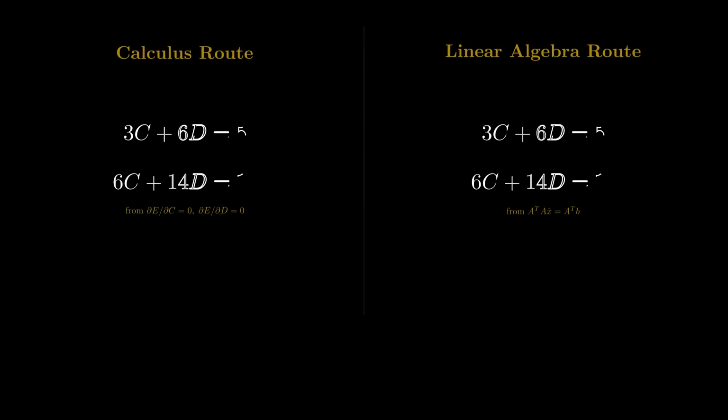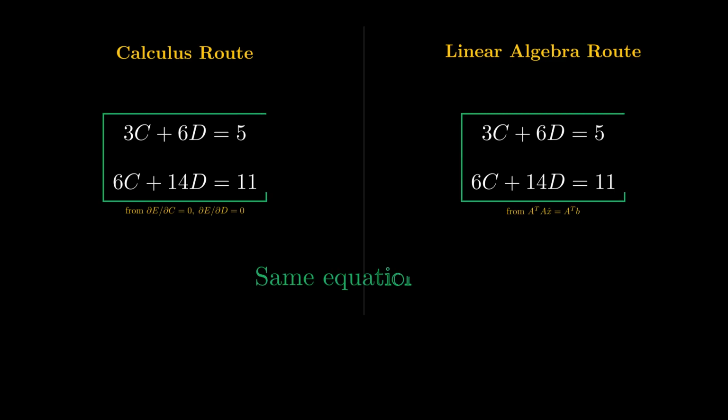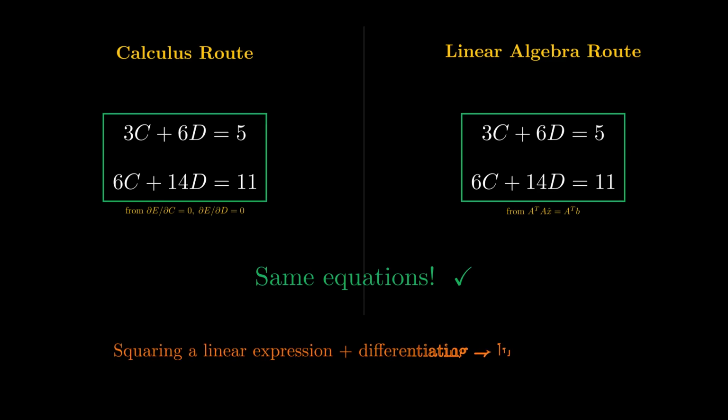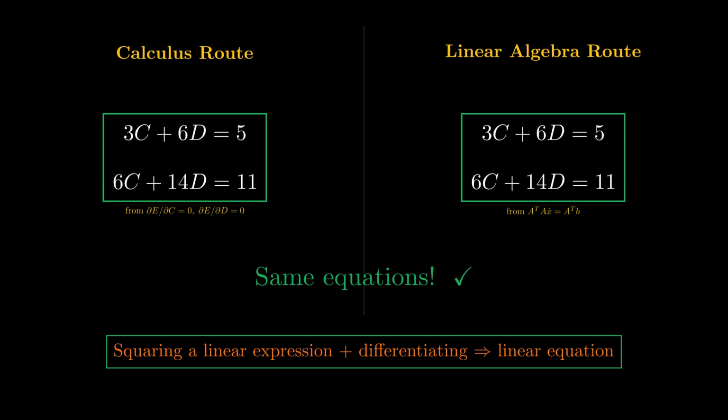Now look at these two equations. 3c plus 6d equals 5 and 6c plus 14d equals 11. These are exactly the same normal equations we found from the linear algebra route. Two roads, linear algebra and calculus, lead to the same destination. The deep reason is that squaring a linear expression and then differentiating always produces a linear equation.